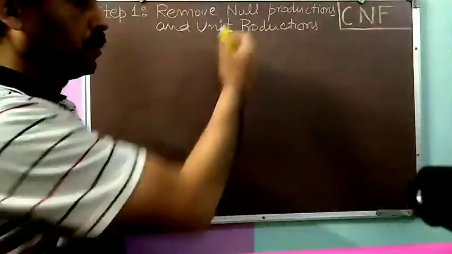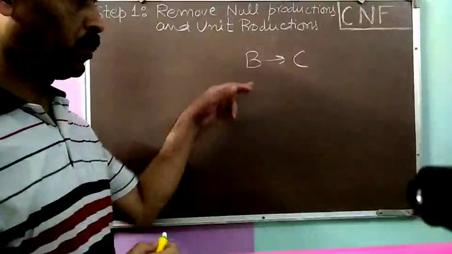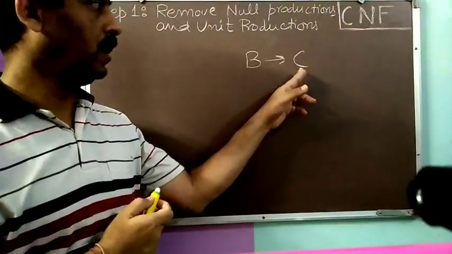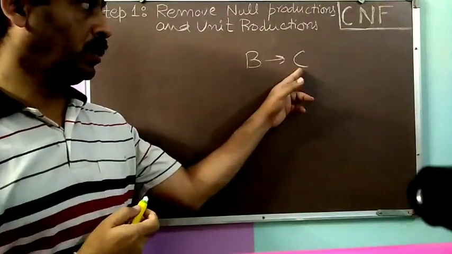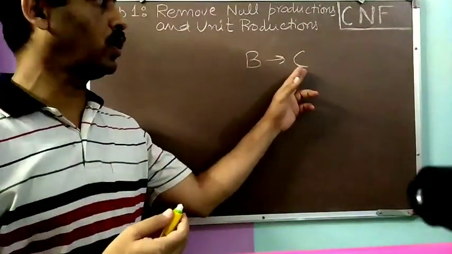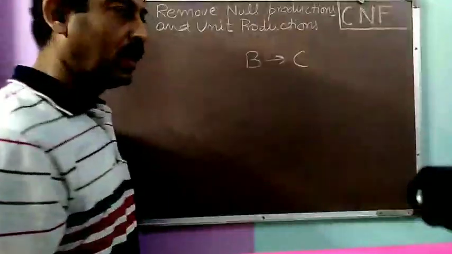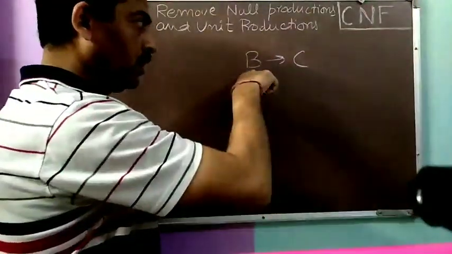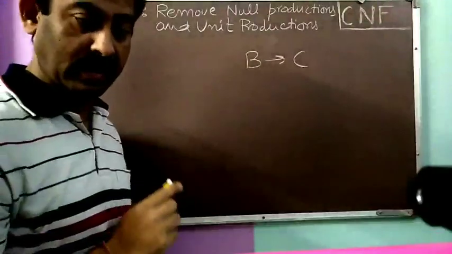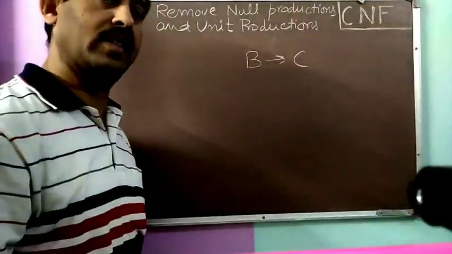Then unit productions. Why is the removal of unit productions required? Suppose there is a production of the form B to C. We know that this production is not in the required form of CNF. In the required form of CNF, from a variable there should be a single terminal. It is not a single terminal; it is a single variable. So you cannot convert the single variable into a single terminal. And similarly, you cannot convert this single variable into a set of two variables like C, D or A, B. So there is no way to convert unit productions into the form required by CNF. That's why removal of unit productions is necessary. So removal of null productions and removal of unit productions are the initial steps.